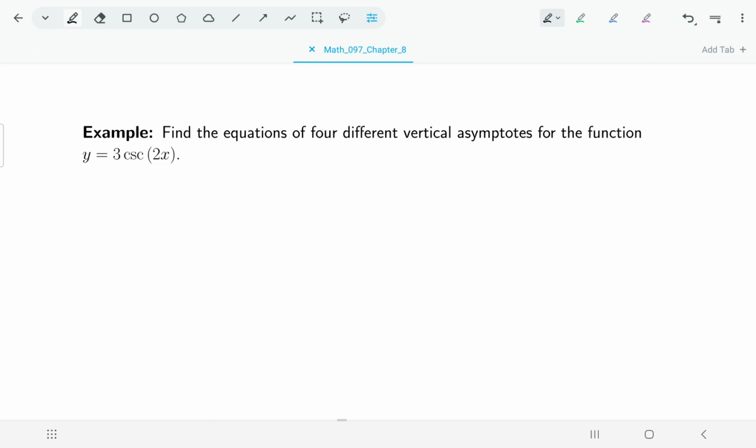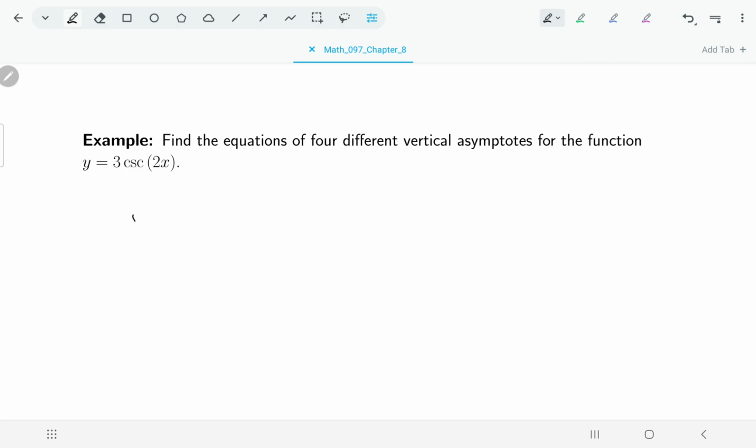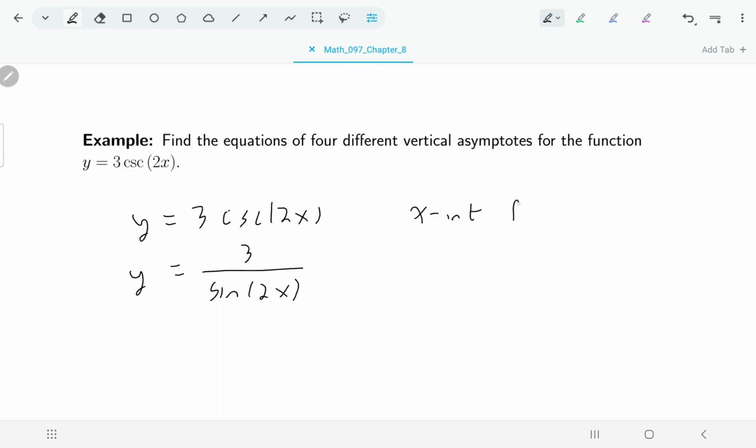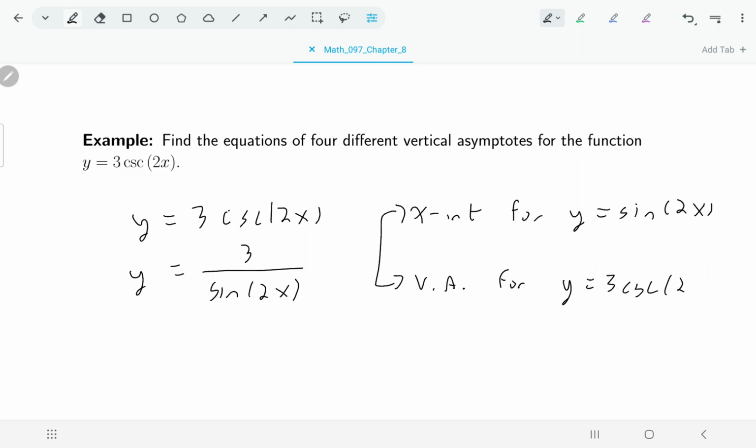Okay, so next part, we wanted to look for 4 different vertical asymptotes for this function, 3 cosecant of 2x. I'm going to think about what I know, which is that cosecant is the reciprocal of sine, so 3 cosecant of 2x is the same thing as 3 over sine of 2x. And so if we were wondering where the vertical asymptotes for cosecant are, you would be asking yourself, where is the denominator of this fraction 0? Or in other words, the x-intercepts for the function y equals sine of 2x are going to be the places where we have vertical asymptotes for our 3 cosecant of 2x.